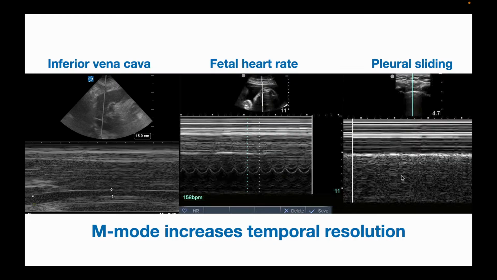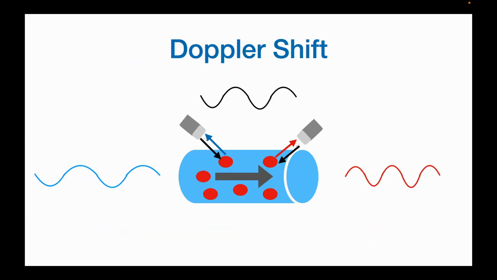Now let's talk about Doppler capabilities of your POCUS machine. First, a review of the Doppler shift. A sound wave that hits a moving particle like a red blood cell will echo back at a slightly increased or decreased frequency. This Doppler frequency shift is an increase here, resulting in a shorter wavelength here when the red blood cell is moving towards the probe. When the cells are moving away from the probe, as in this case right here, the shift is decreased and you have a longer wavelength.